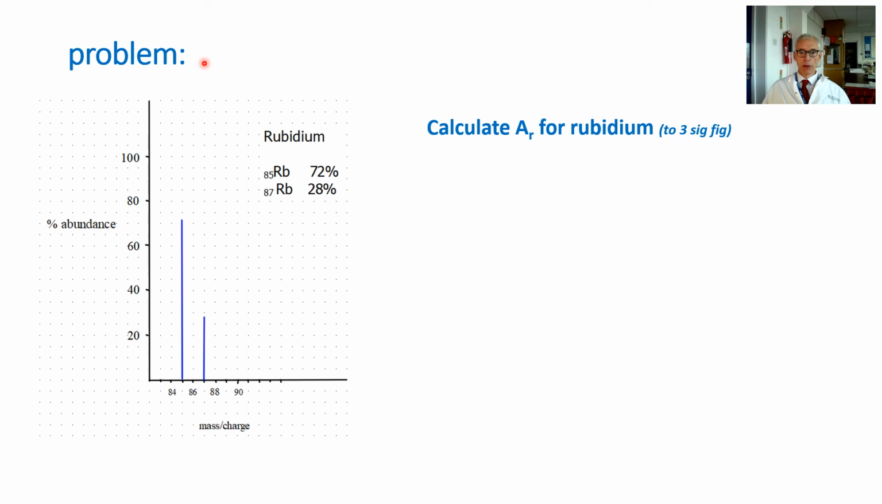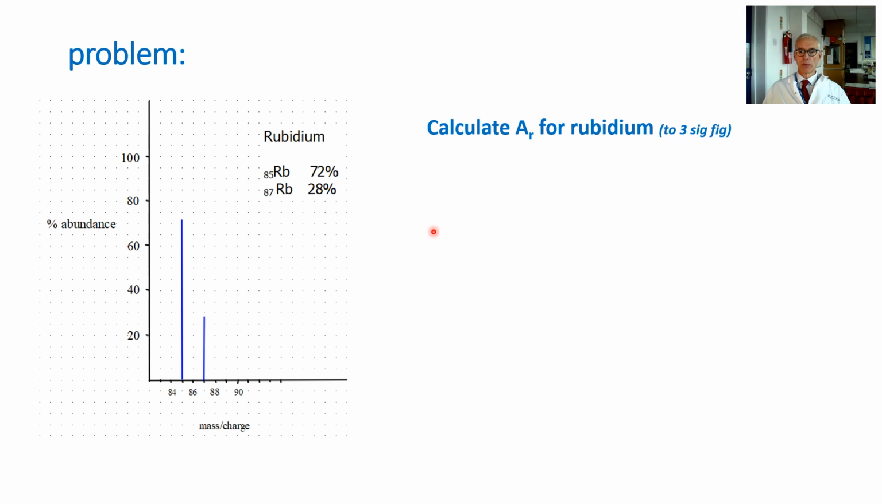So here's a problem. Calculate the relative atomic mass for rubidium. Here is the data, mass to charge, abundance. The abundances are written here for you. These are the isotopic masses in the wrong position, but those are the isotopic masses. Use that data to calculate the relative atomic mass for rubidium. Pause the lesson, come back when you have your answer and compare it to mine.